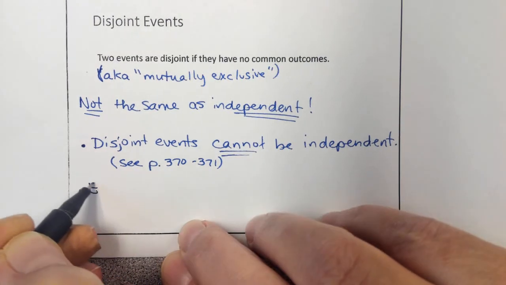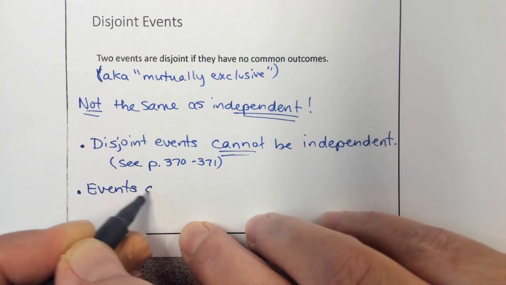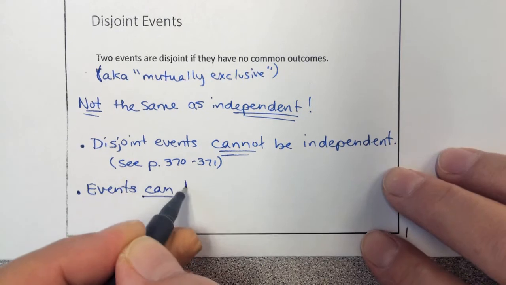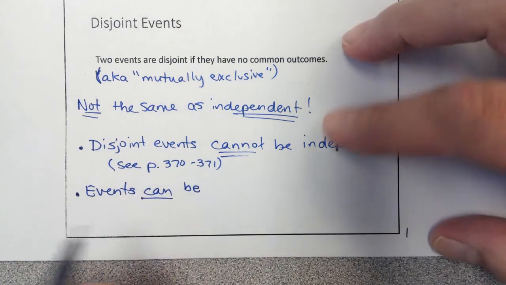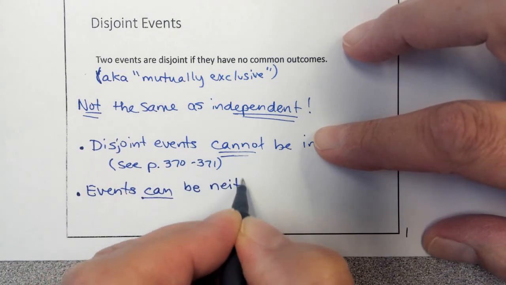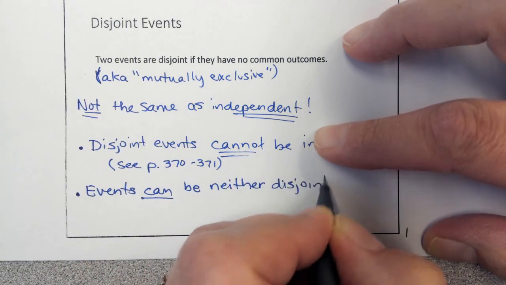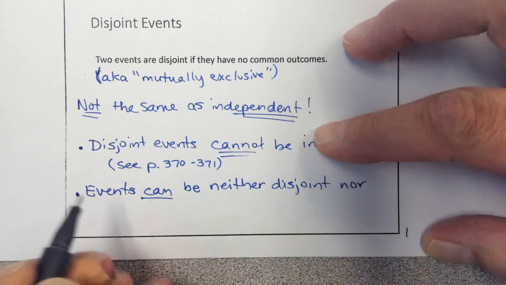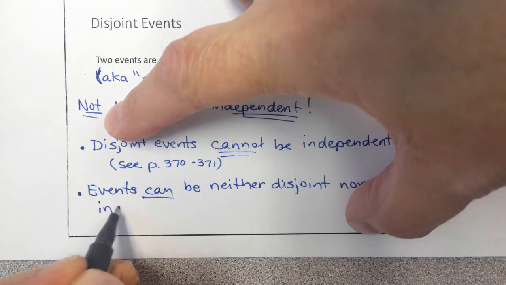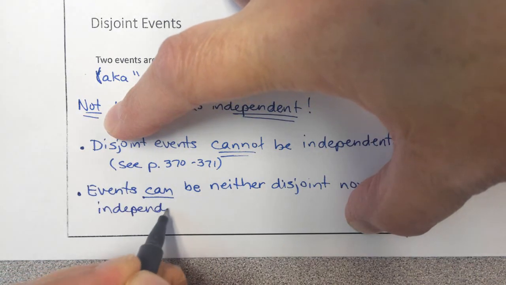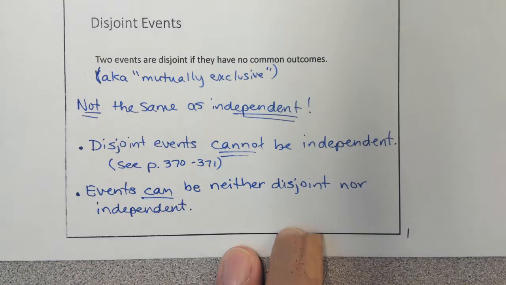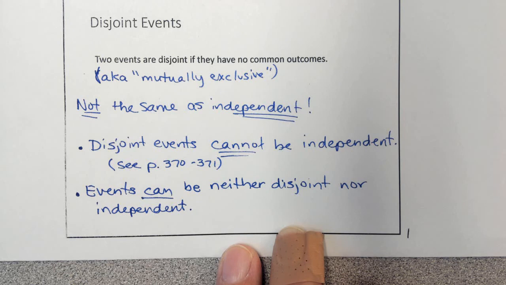So events can be neither disjoint nor independent. So you can be one and not the other, or you can be neither. You can't be both.